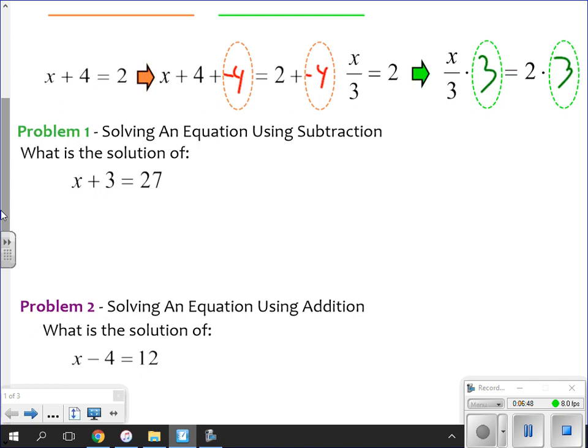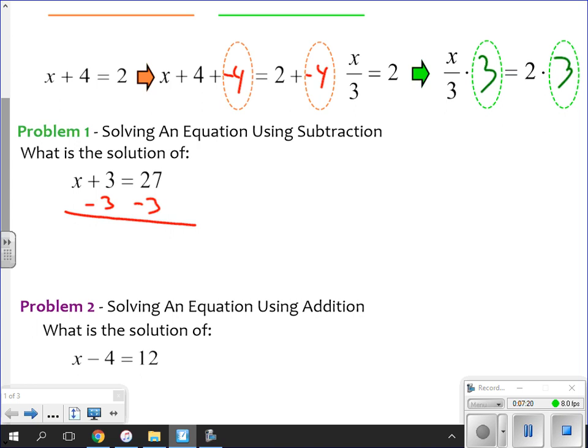What's the opposite of adding 3? Subtracting 3. So I subtract 3 from this. And if I subtract 3 from one side, I need to subtract 3 from the other side to maintain balance. So I subtract 3 here, and subtract 3 here. Notice how I'm doing the problem vertically, working my way down. Draw your line underneath.